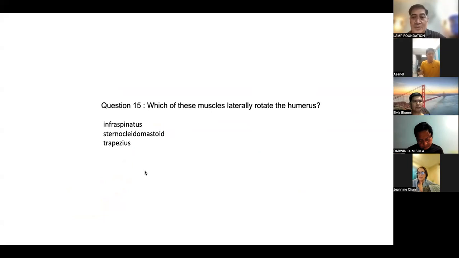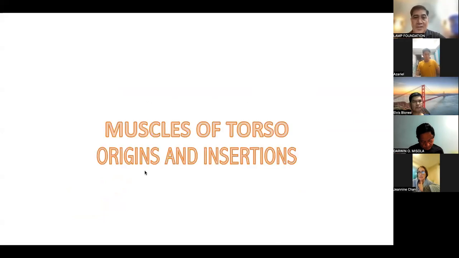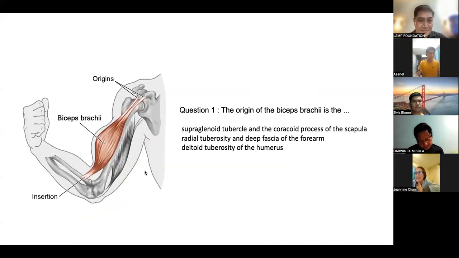Which of these muscles laterally rotate the humerus? Infraspinatus. Okay, your favorite, origins and insertions. The origin of the biceps brachii is the supraglenoid tubercle and the coracoid process of the scapula. So it's here. You can see that, right? Here, yeah.